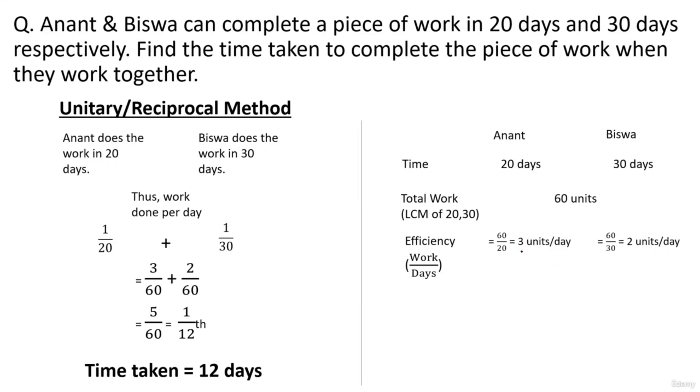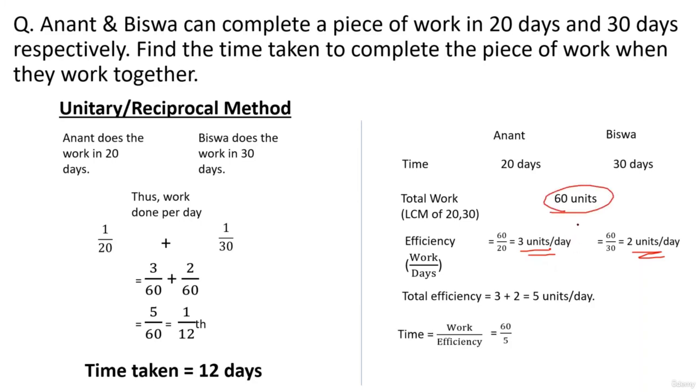Anant 3 units per day करता है, Biswa 2 units per day करता है. जब दोनों साथ में काम करेंगे तो 3 plus 2, 5 units of work करेंगे, right? So the total work done is 5 units per day. 5 units के रेट से आपको काम करना है. कितना काम करना है? 60 units. तो कितना टाइम लगेगा? 60 divided by 5, the work divided by the efficiency, which is nothing but 12 days. This is called the LCM approach to solve the same question.